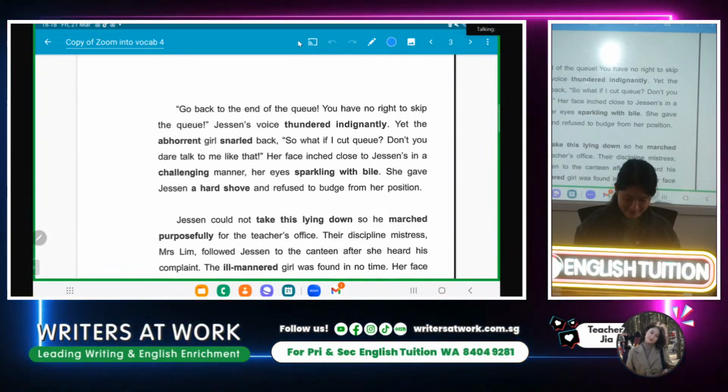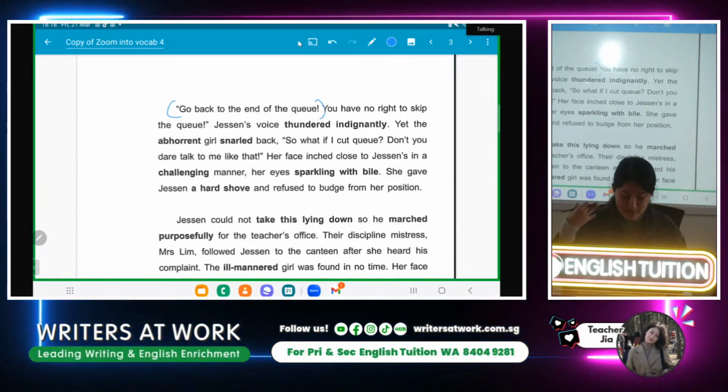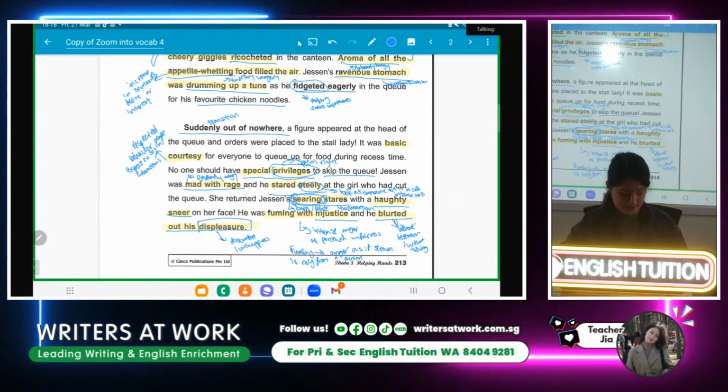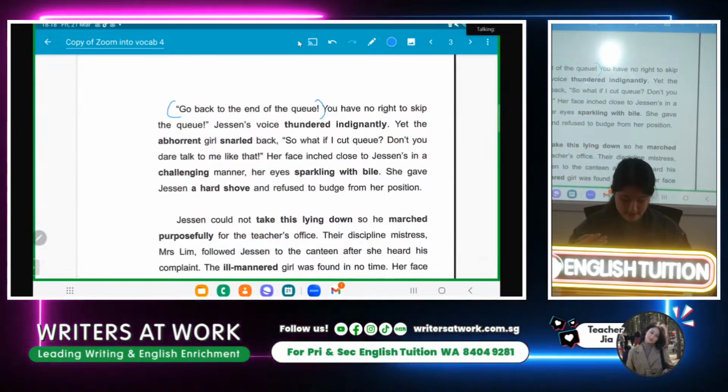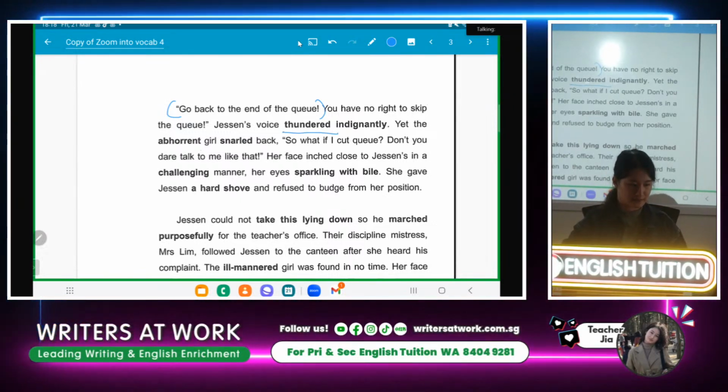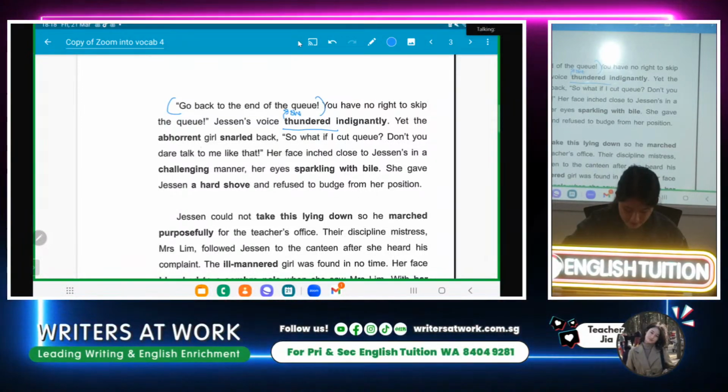Alright. Go back to the end of the queue, okay? So this dialogue, we're moving the scene forward. He is making a move, okay? It directly answers the last question as he blurted out his displeasure. That is what he said, and that is exactly his displeasure. He is not happy with the fact that she is cutting his queue, alright? So when you say thundered, you can essentially imagine that he is not just yelling at her, he's booming, okay? He's shouting. He's so mad that his voice is like thunder, okay?